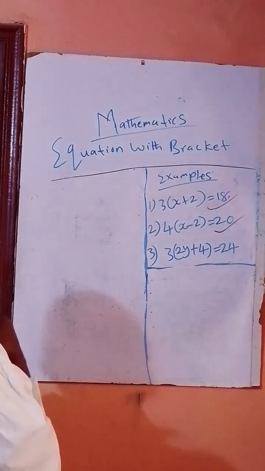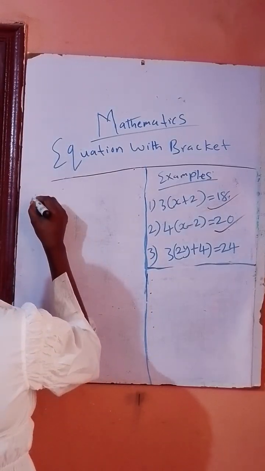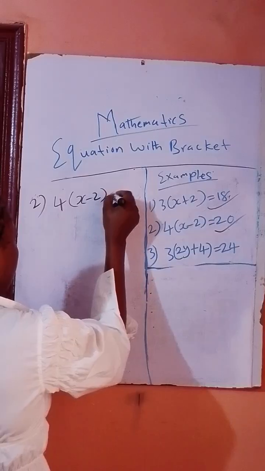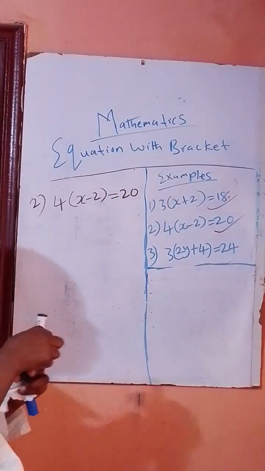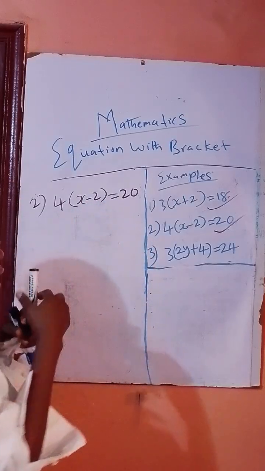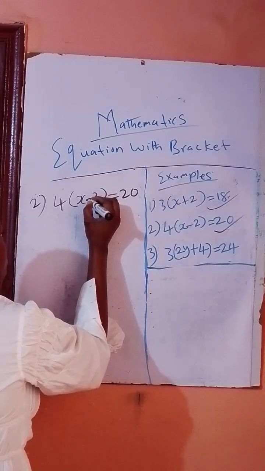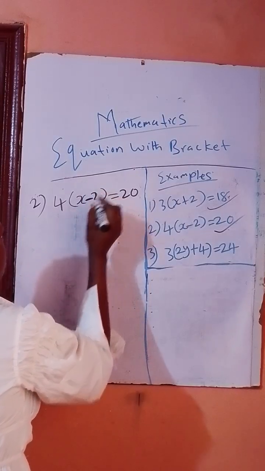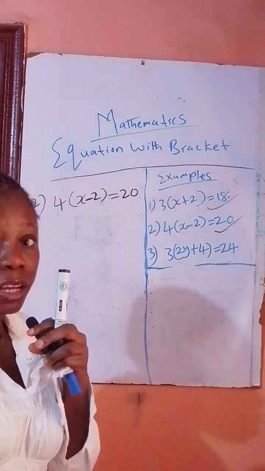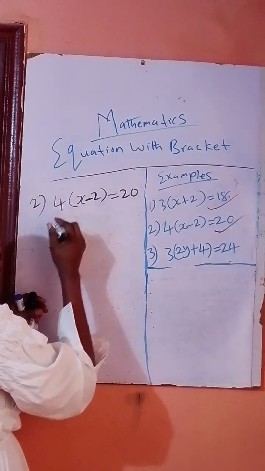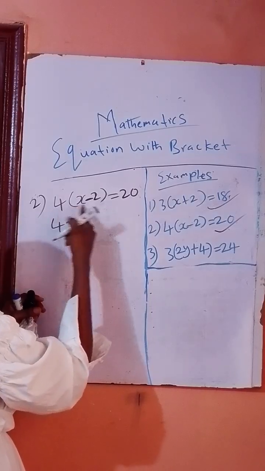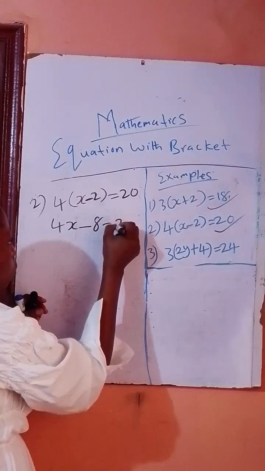Our example 2. This is our example 2. 4 bracket x minus 2 bracket equals 20. We'll be using this 4 to multiply what is inside the bracket. 4 times this x is 4x. Put your minus sign. 4 times this 2 is 8 equals 20.